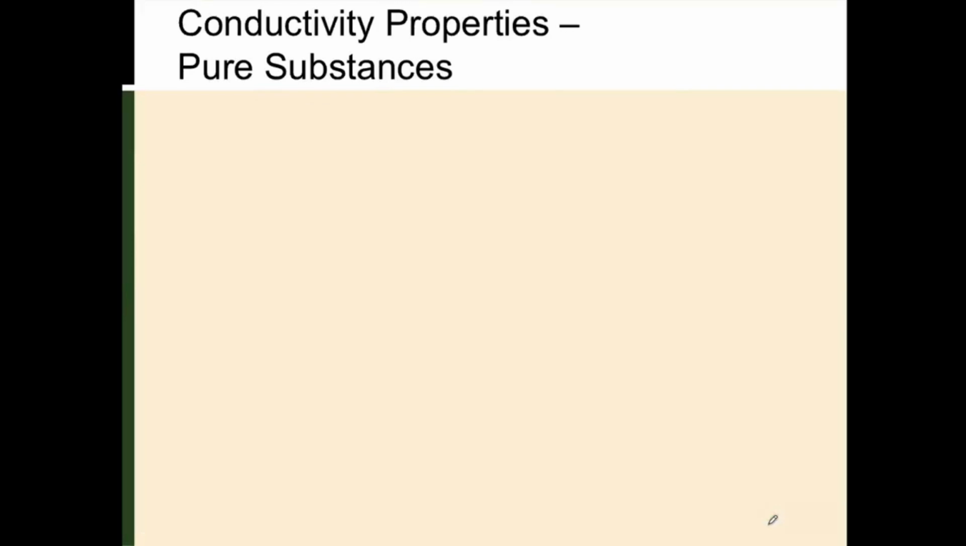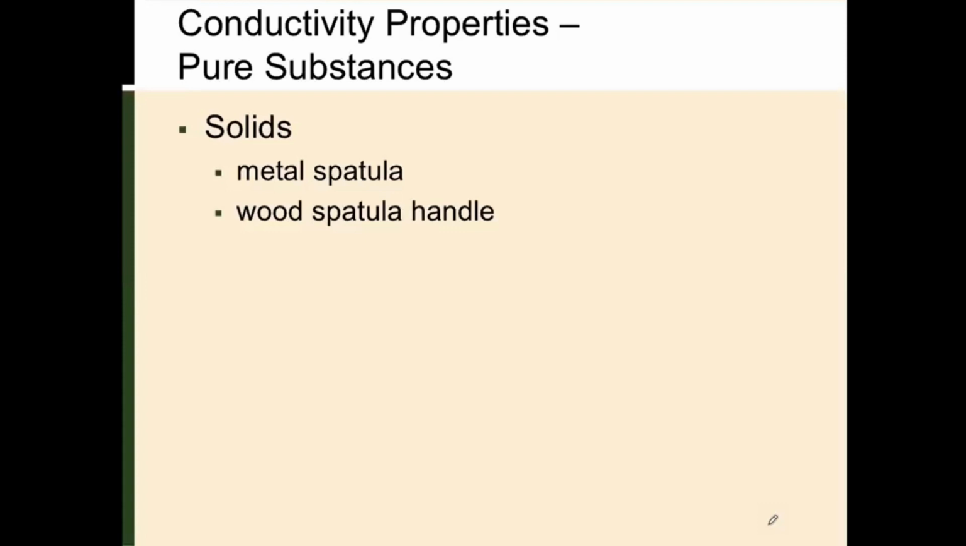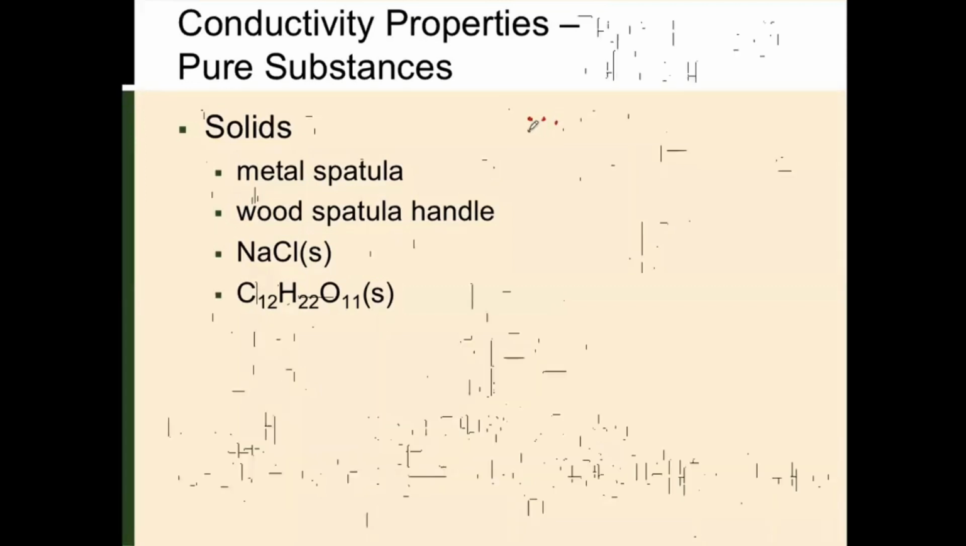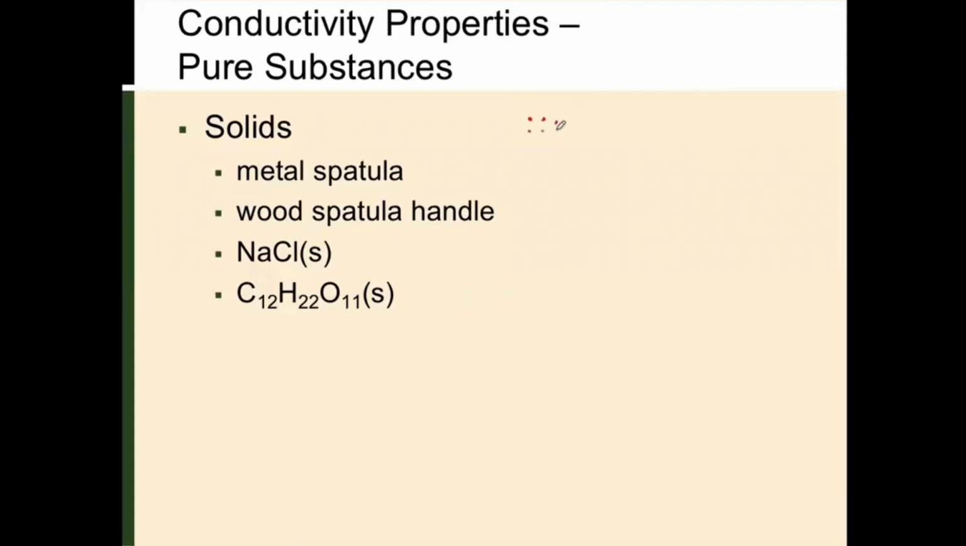Conductivity properties of pure substances, so solids: metal spatula, a wooden spatula handle, sodium chloride, sucrose. Metal generally conducts electricity really well because the structure of metals, as we've seen before, is that the cations and the nuclei are associated into a lattice, an array that's regularly repeating, not very much like what I've drawn, but you get the idea.